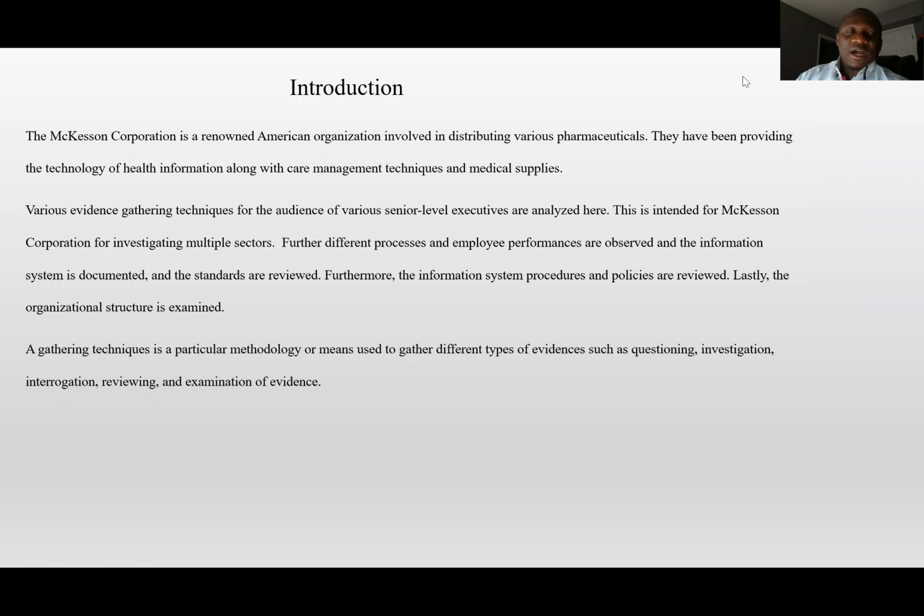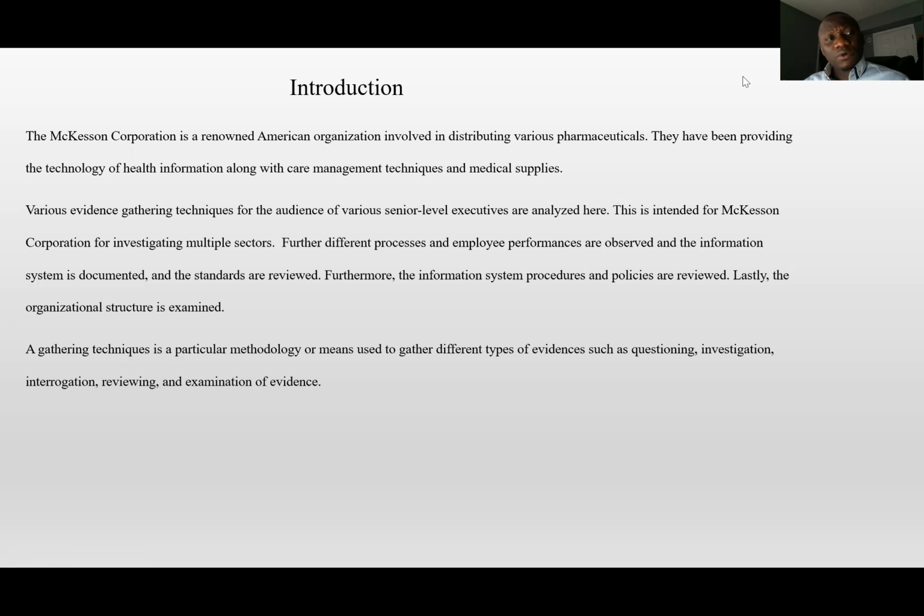As a CSO of McKinsey Corporation, a renowned American organization, we are involved in the distribution of pharmaceutical materials and supplies to different clients. As a result, we need a change of people and also an interaction between internal and external people, and we exchange different materials and emails.